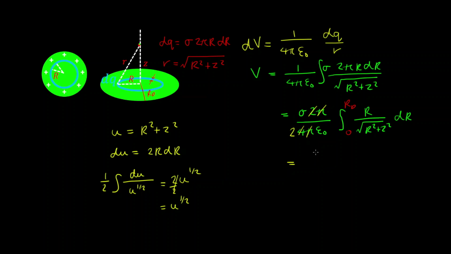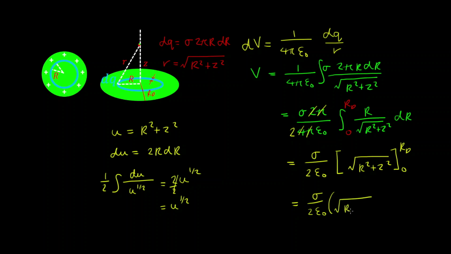So therefore, we have sigma on 2 epsilon naught, and evaluating this integral, we had u to the 1/2, which is root r squared plus z squared. And we evaluate this from 0 to the radius of the disk. So what we get is sigma on 2 epsilon naught, multiplied by the square root of the radius of the disk squared plus z squared, and then minus the square root of z squared, which is z. And this here is the total potential at a point along the axis of the disk at a distance z from its center. And I'll see you in the next video.